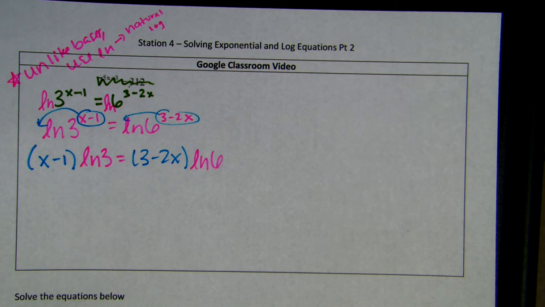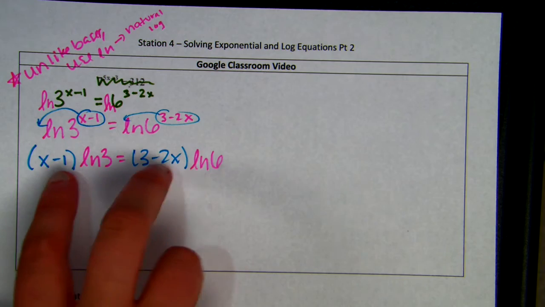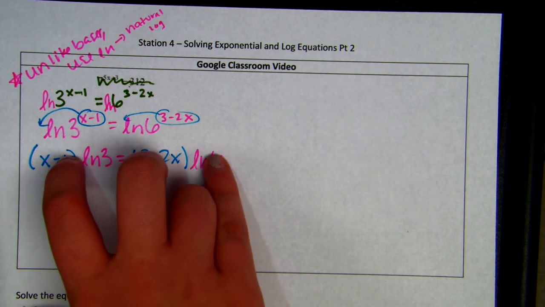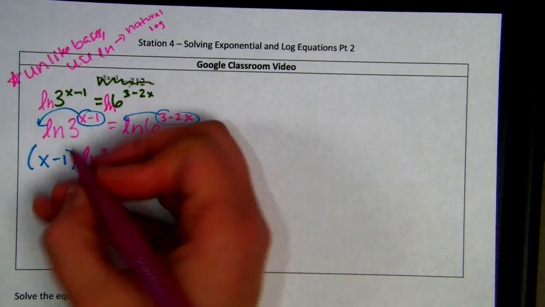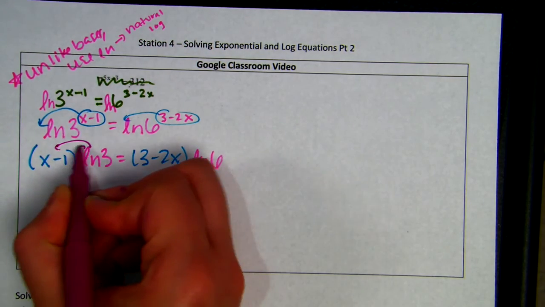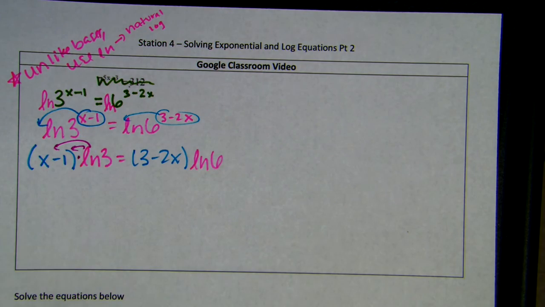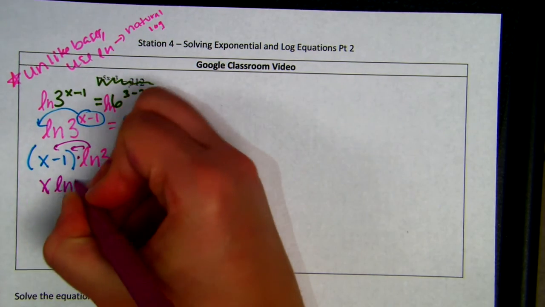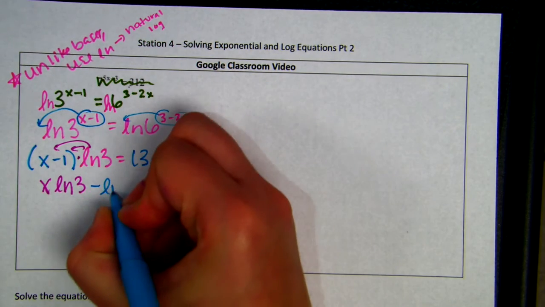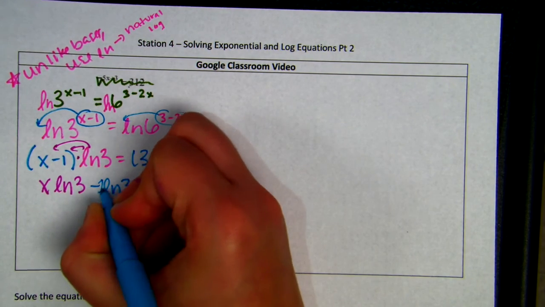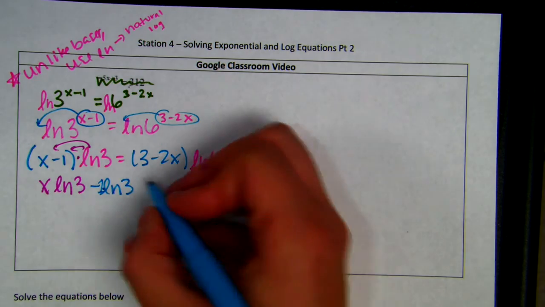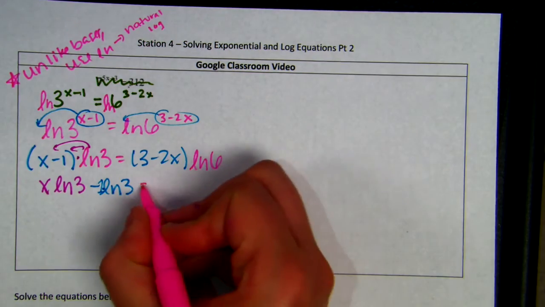So once we get here, I know I want to get my x's to one side. Right now my x's are both caught up in parentheses, so I'm going to distribute, because remember this is multiplication happening here, my natural log of 3 to both sides. So I end up with x natural log of 3. I'm going to go minus natural log of 3. Remember, or reminder that there's a 1 right there, but you can just rewrite it as natural log of 3 equals, I'm going to do that in pink.